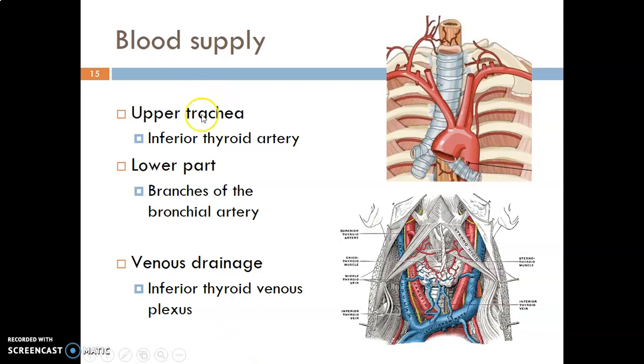What's the venous drainage of the trachea? Mainly through the inferior thyroid venous plexus.